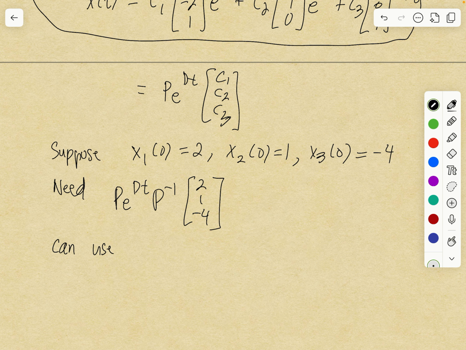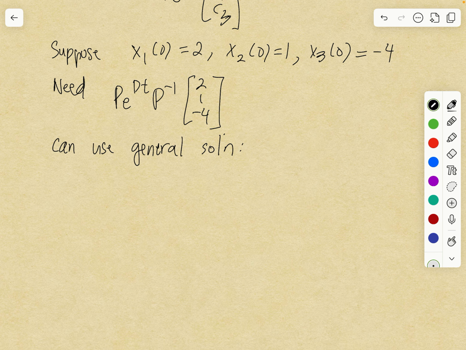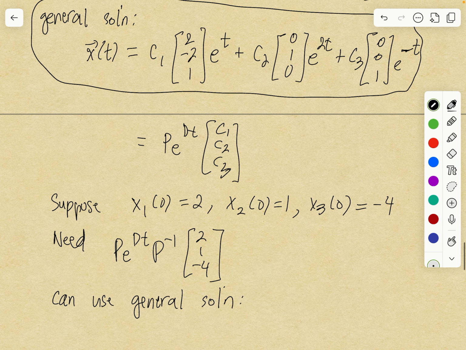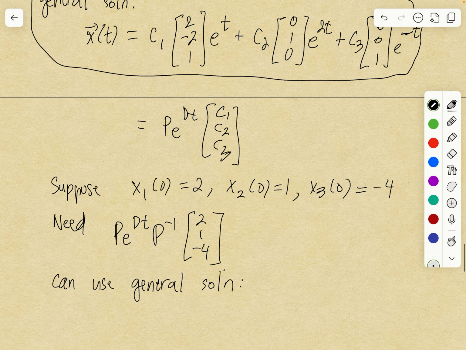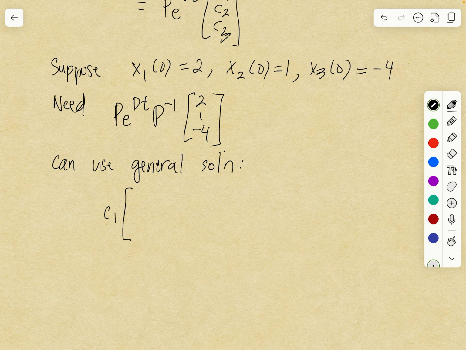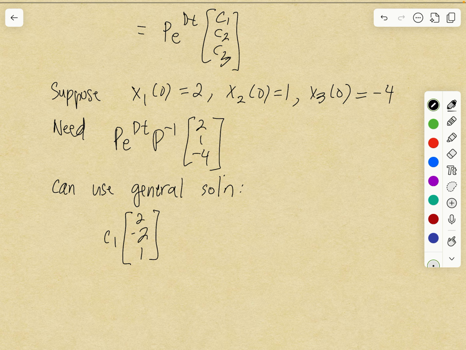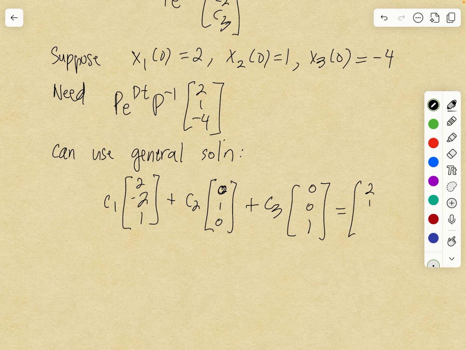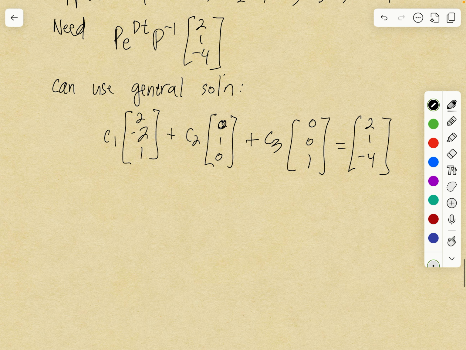So let's write out what we have. And we just plug in 0 for t. So you get x of 0 equals c1 times 2, negative 2, 1 plus c2 times 0, 1, 0 plus c3 times 0, 0, 1 equals 2, 1, negative 4. That's the initial value. And now we just need to solve for c1, c2, and c3.